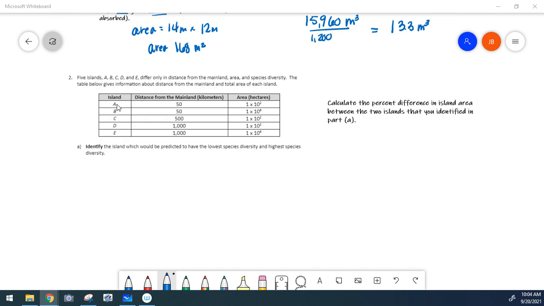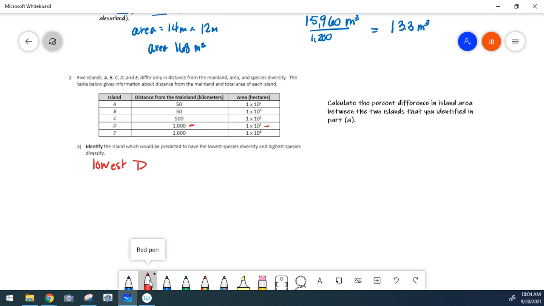Okay, so the next one says these 5 islands A, B, C, D, and E differ only in the distance from the mainland and species diversity. The table below gives information about the distance from the mainland and total area of each island. Identify the island that would be predicted to have the lowest species diversity and the highest. Okay, so we know the lowest is going to be farther away and smaller. And so the lowest is going to be D. So lowest, maybe D, is it is farther away and smaller.